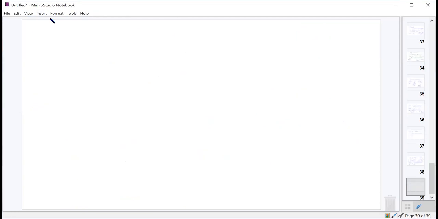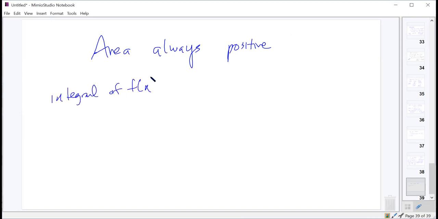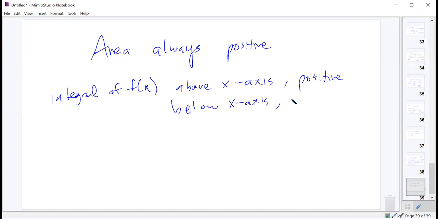So next thing we should talk about is the area underneath a curve. When we talk about the area underneath a curve, area is always positive, right? Always positive. So we have to make the distinction between the integral and the area, right? So an integral of f of x that is above the x-axis is positive, but an integral that is below the x-axis should come out to be negative, right?